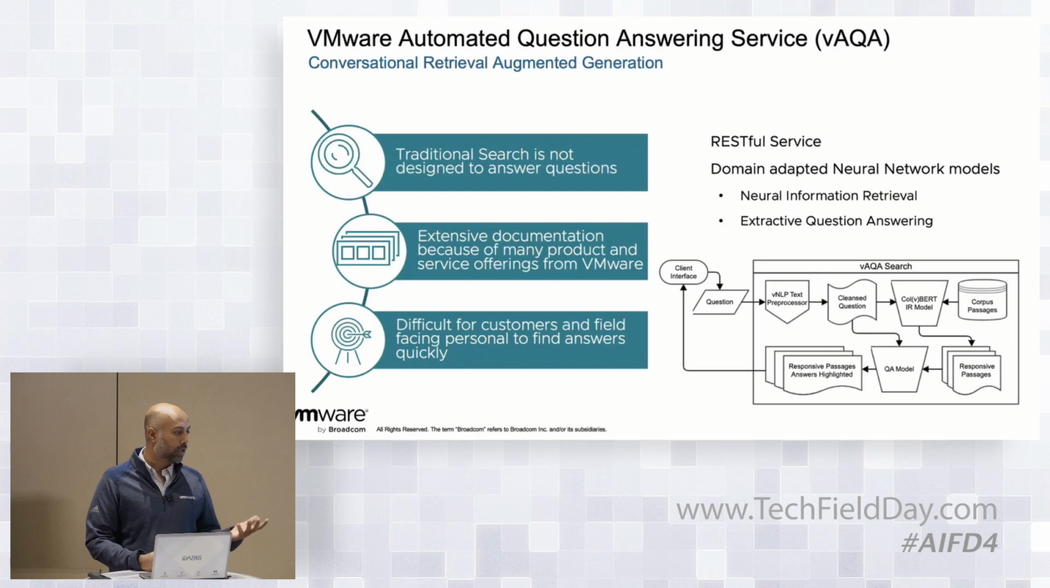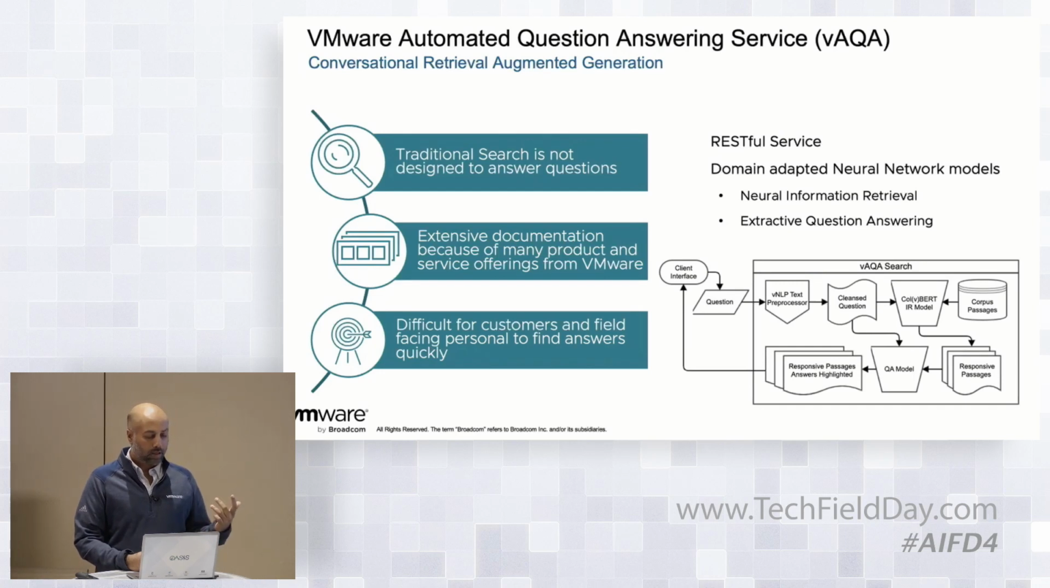So one is once you get a query, you clean the query, you have all your data that's being indexed and stored in a database, and then you pass it on to the Colbert model, and then it basically pulls the relevant documents from your database. And then it gets passed to a question answering system, which highlights the relevant passages and then sends it back to the user, right? So easy peasy, right?